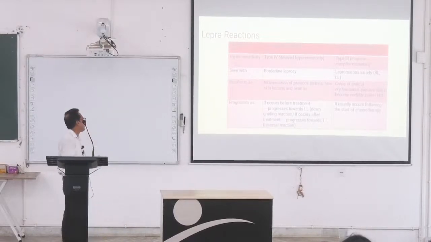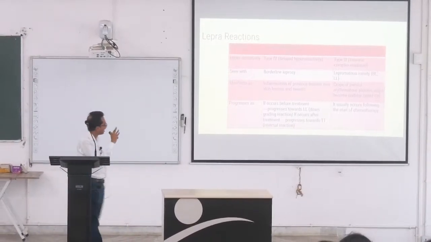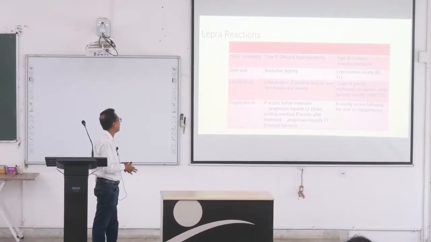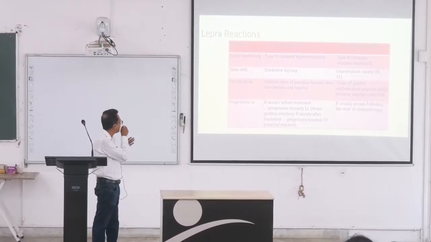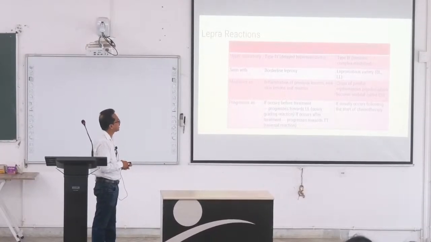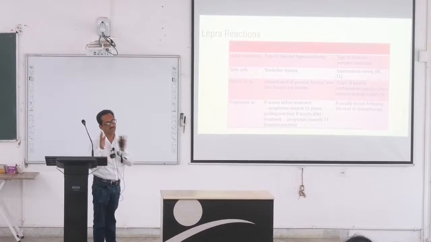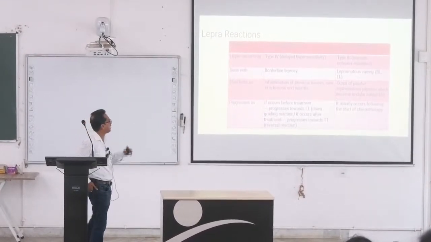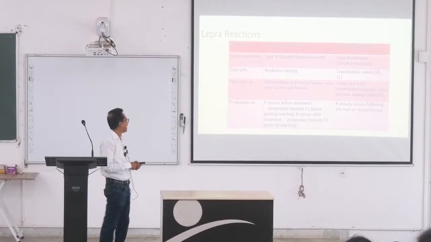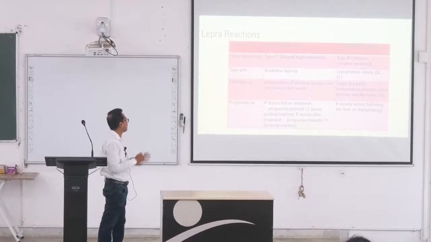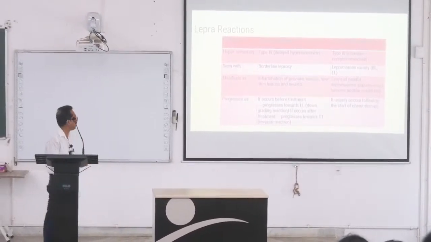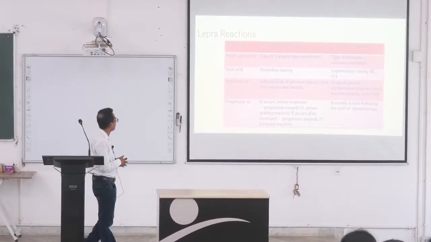So, inflammation of the previous lesion, new skin lesion and neuritis. This is lepra reaction type 1. There may be inflammation of the previous lesion and new skin lesions appearing, and there is involvement of nerve. That is lepra reaction type 1. And in lepra reaction type 2, there may be painful erythematous papules which become nodular, called erythema nodosum leprosum, ENL.